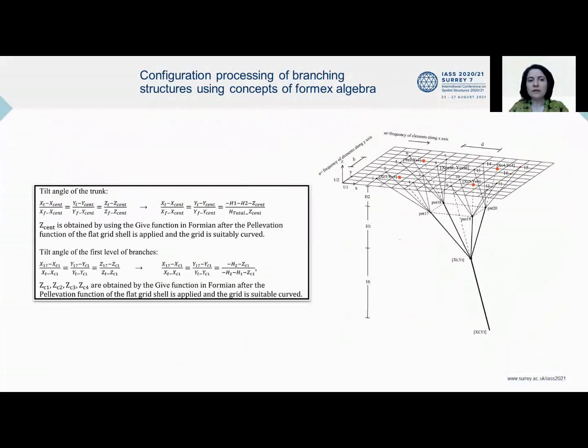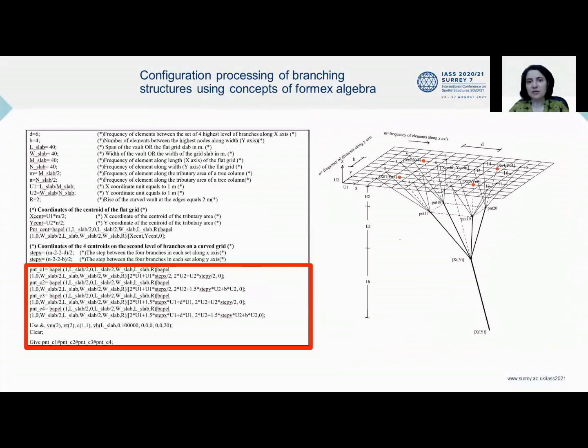The appropriate tilt angles of the trunk and branches are computed by using the equation of a straight line in 3 dimensions in a Cartesian coordinate system. After the centroids are projected onto a curved surface, the new z coordinates are changed, and the new coordinates are required for calculation of the tilt angle of the trunk and the first level of branches. Here, a give statement is executed to get those numeric values.